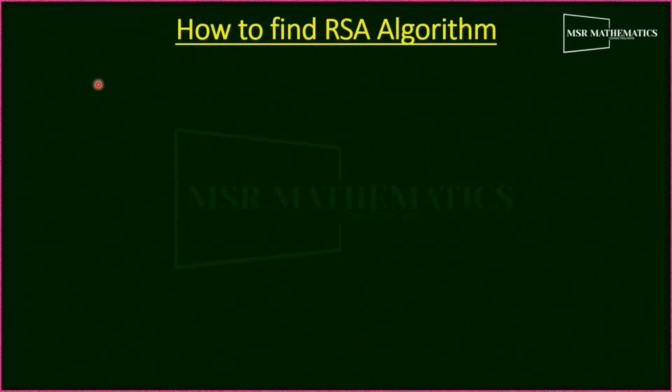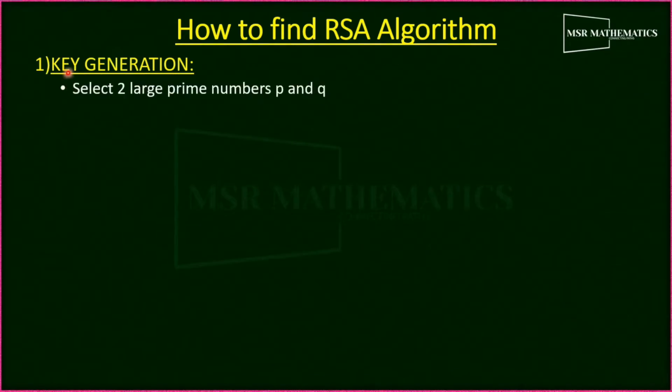Next we shall see how to find the RSA algorithm. To find it, the first step is to generate the key. To obtain the key generation, first you have to select two large prime numbers, denoted by small letters p and q. Next calculate n is equal to p times q.